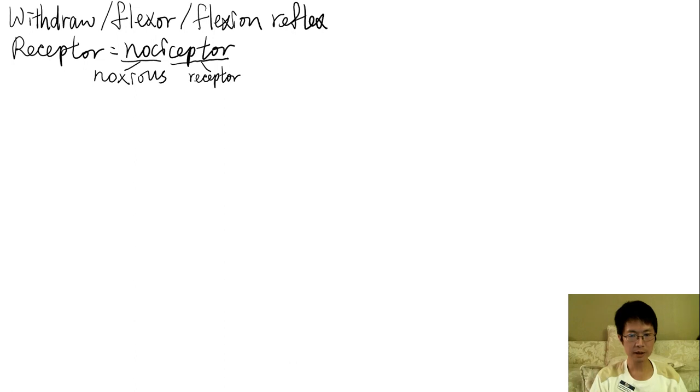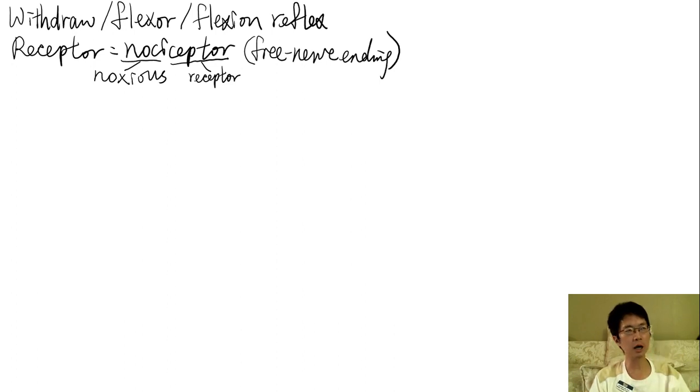Nociceptor is a free nerve ending. Free nerve ending means it doesn't have anything wrapped around the end. It's not like, let's say, Pacinian corpuscles. Pacinian corpuscles have some membrane wrapped around the ending. But this one is a free nerve ending, that means it has nothing wrapped around it. An example is the pain withdrawal reflex.